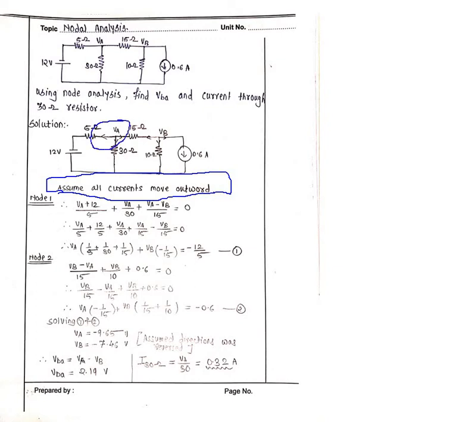See, VA is one node. Do all currents move outward or not? Then you will proceed easily. This is one of the easiest methods. Similarly, once VA is over, then VB: all the currents move outward, then proceed. That's all. It is very simple, easily completed in one page.